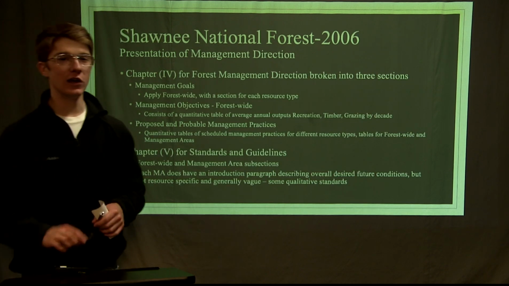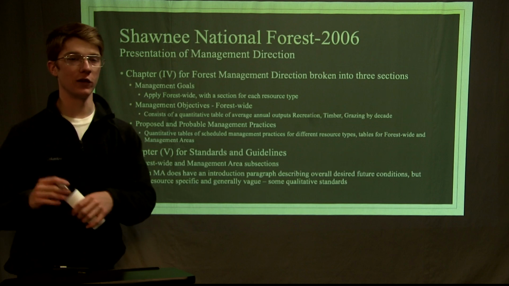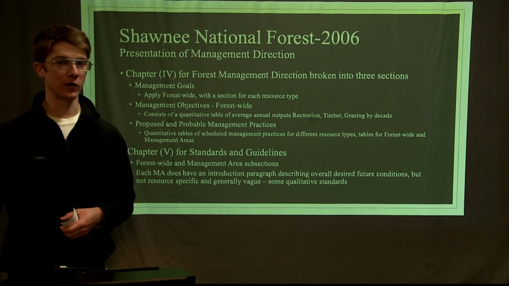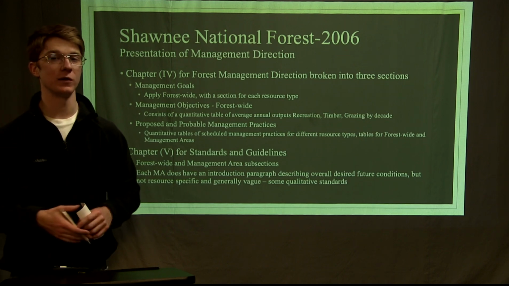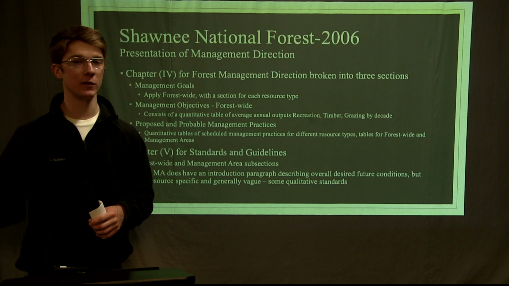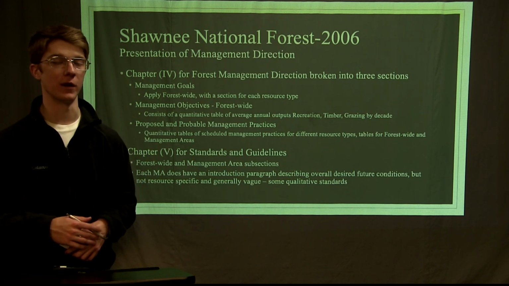Moving into the Shawnee National Forest Plan, it's a bit different breakdown. Initially, you have Chapter 4, which is just for forest management direction, and this is broken into three sections: management goals, management objectives, and proposed and probable management practices.